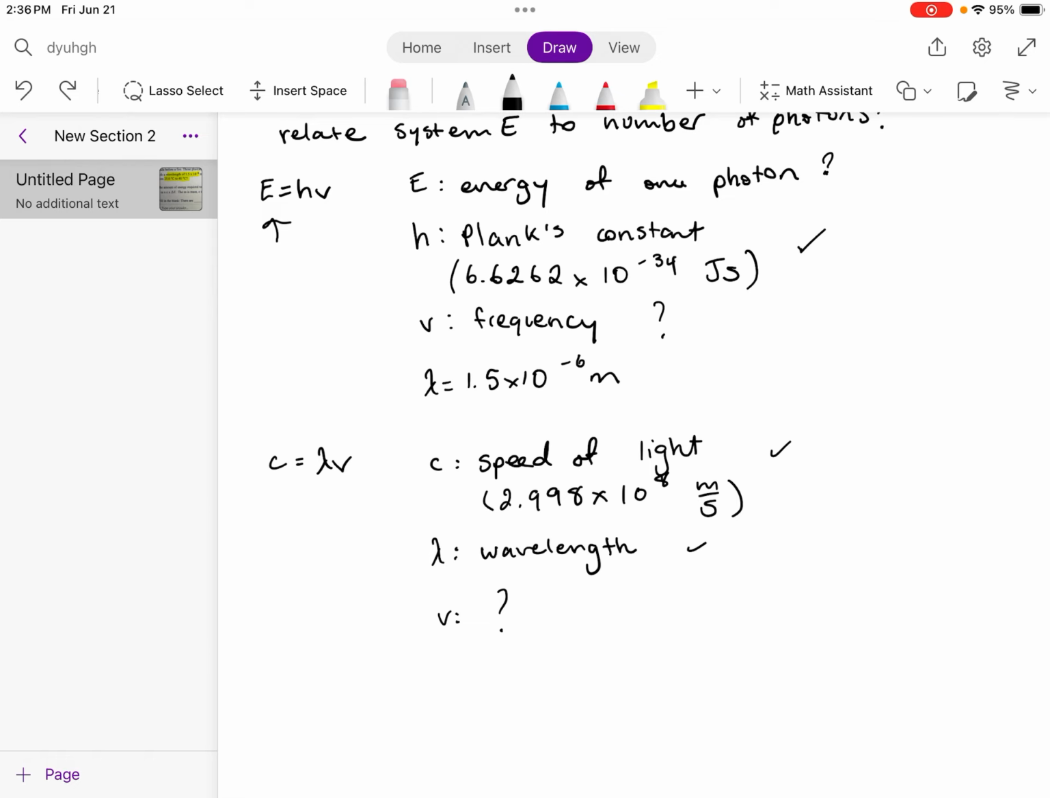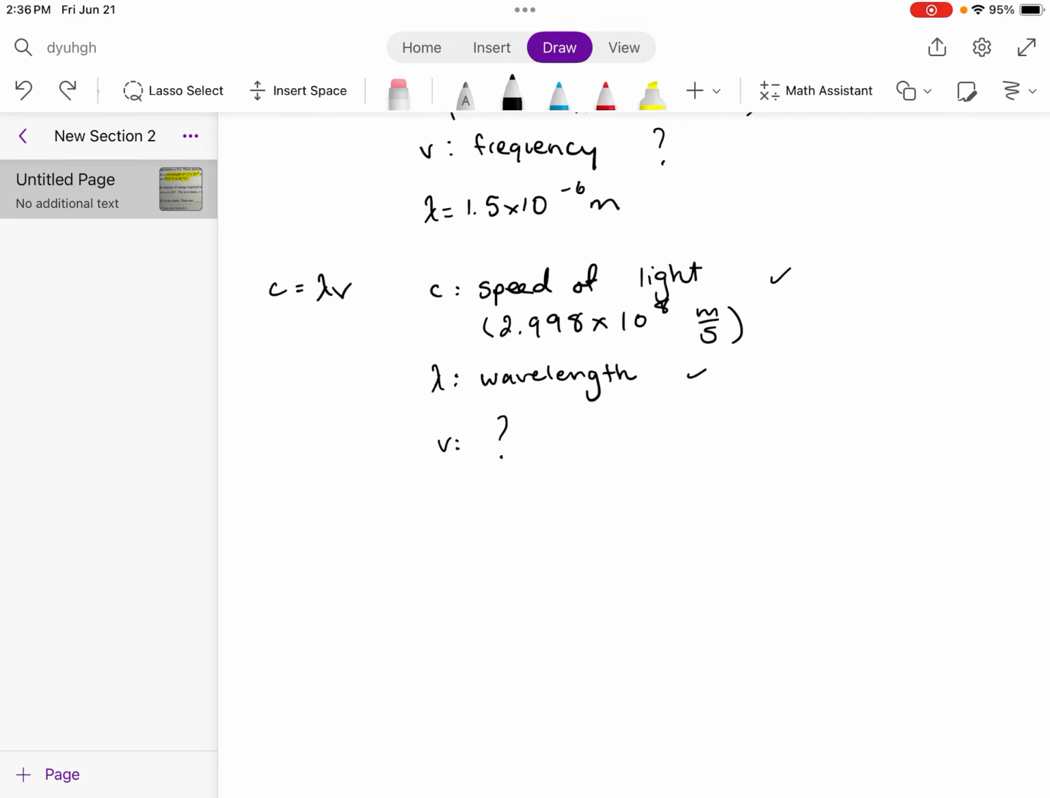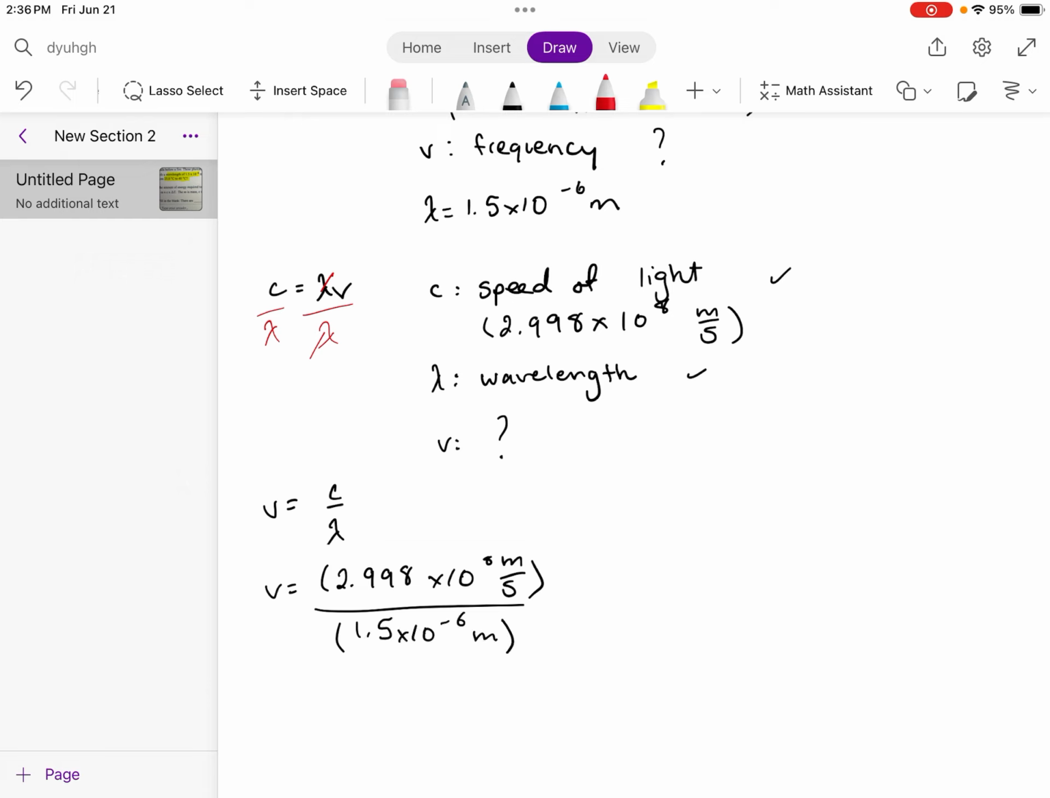So yeah, if they gave us the frequency, we could have saved a step, but because they gave us wavelength, we have to convert it to a frequency. So if we want to isolate for frequency, we'll just divide both sides by lambda. So yeah, now I just plug in the numbers. And again, check units. Hooray, we have meters that cancel out.